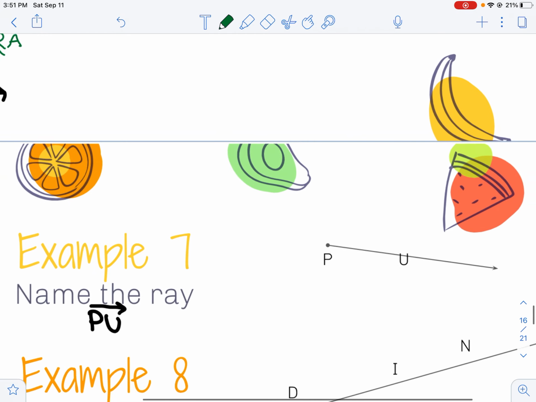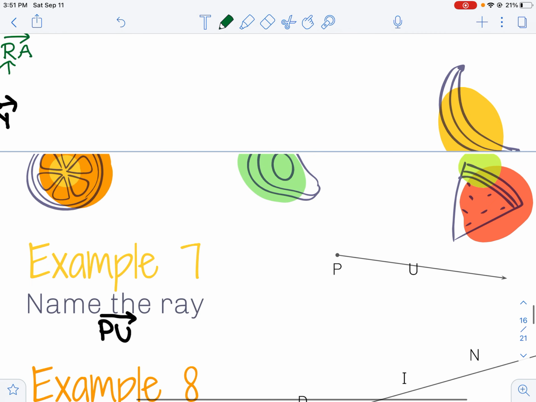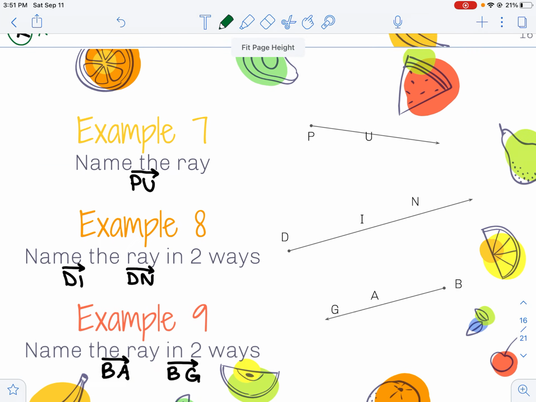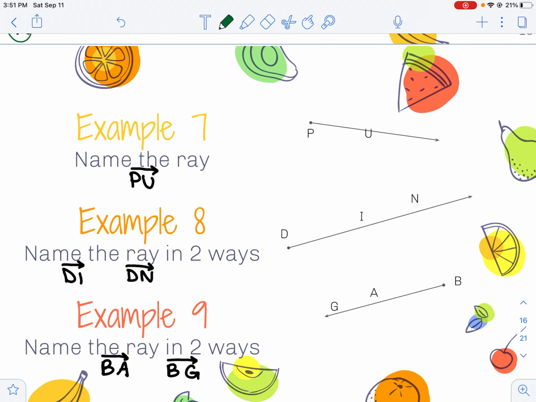Looking at my examples, the only way to name that first ray is ray PU. Notice I had my little baby ray up above. In example 8, D has to come first, so I can either name this as DI or DN, but either way my endpoint D has to come first, and then I have a little baby ray up above.